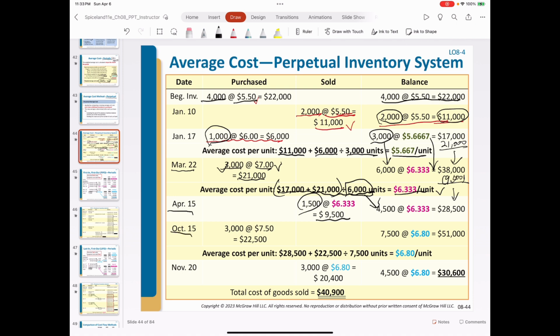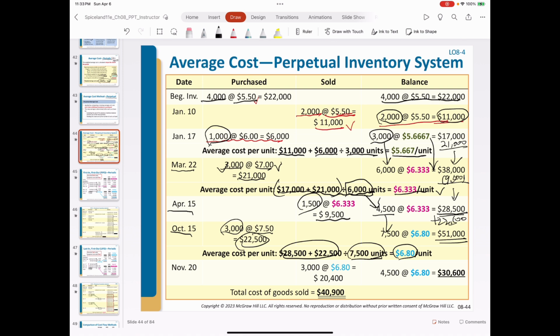Next, another purchase. This purchase increased the number of units from 4,500 to 7,500 because of 3,000 units. And this purchase is more expensive than the last one. We can expect the unit cost will be greater. How do we calculate? First, we update the balance from the last sale plus the new purchase, 22,500 here. Then the total goods available for sale now is 51,000. 51,000 divided by the total number of units, 7,500. So the average is $6.80.